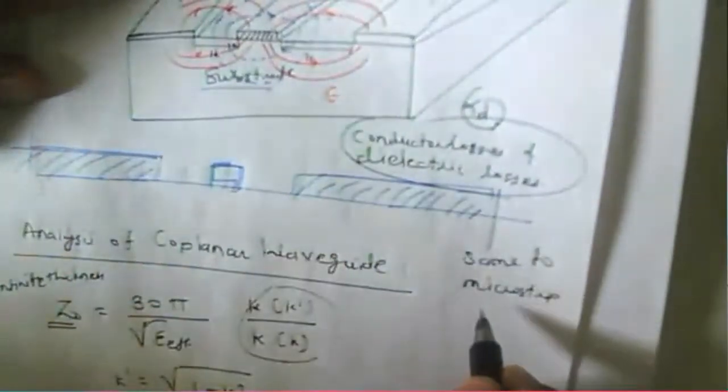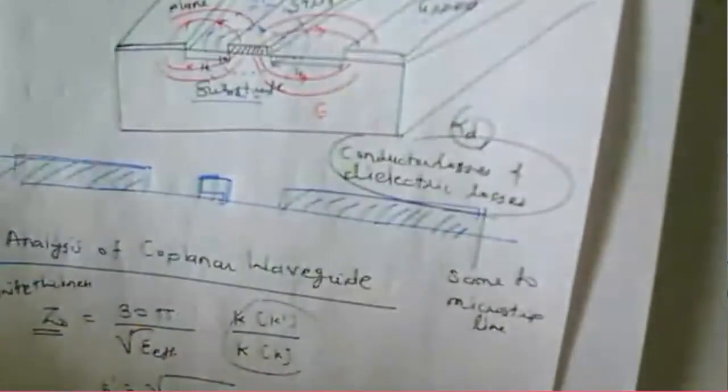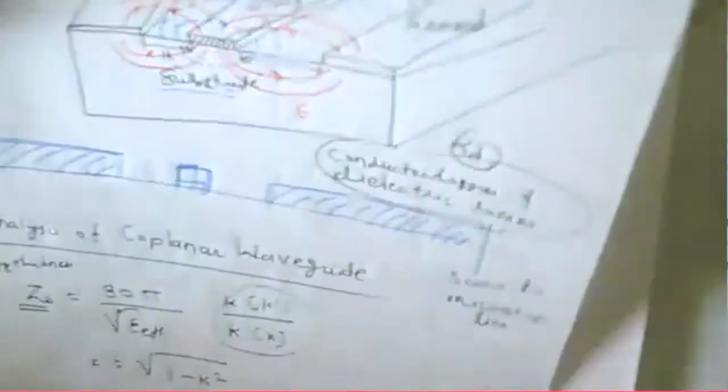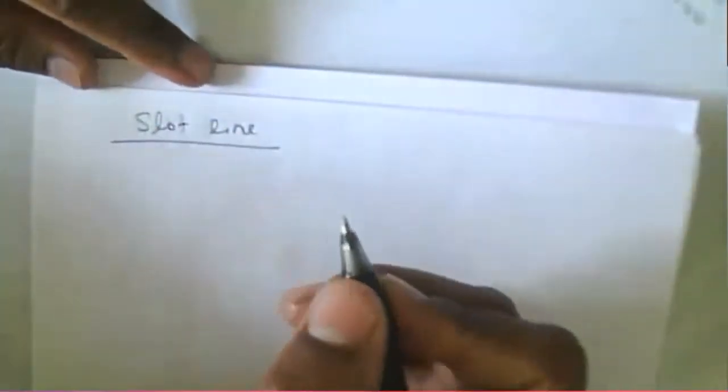These losses are about the same as your microstrip line losses, because the microstrip line has a single conductor and a ground plane. So you can say that the losses are similar to this particular line. Okay, that is about your coplanar waveguide.